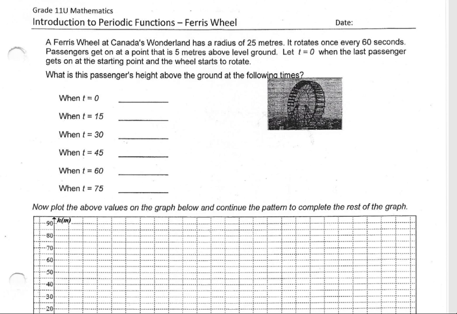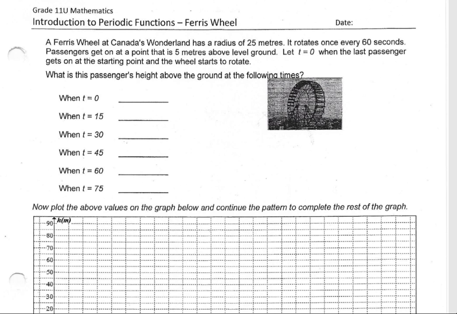So a Ferris wheel at Canada's Wonderland. Here you have a Ferris wheel, this ride in the picture, which has a radius of 25 meters. It rotates every 60 seconds. Passengers get on at a point that is 5 meters above ground level.